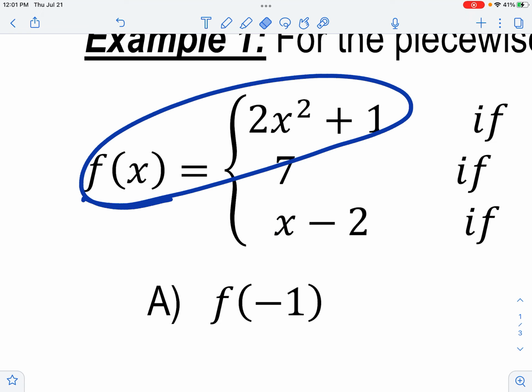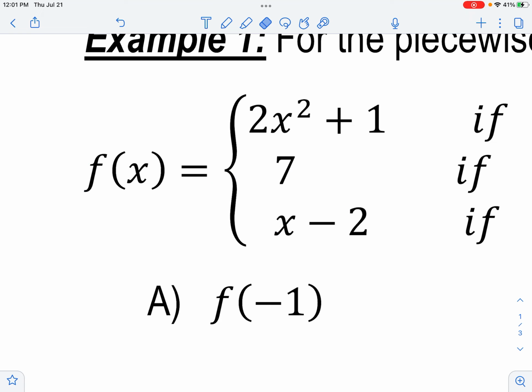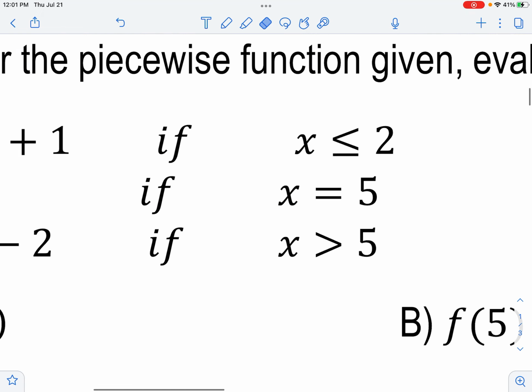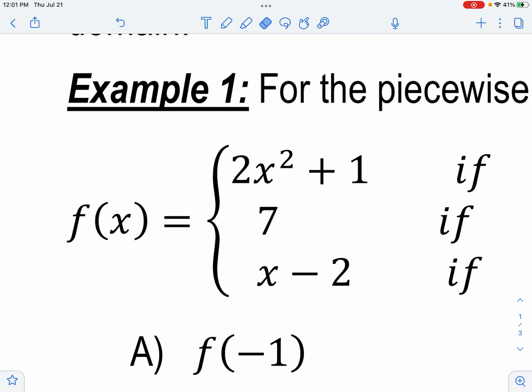But if you look at it, it's saying that f of x is 2x squared plus 1 if x values are less than or equal to 2. So if you're plugging in values that are less than or equal to 2, for example, 2, 1, 0, negative 1, you'd be using this first equation right here. Oops, I was trying to highlight this first equation right here, okay?